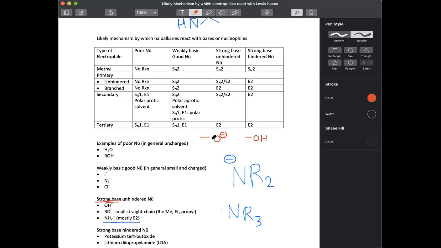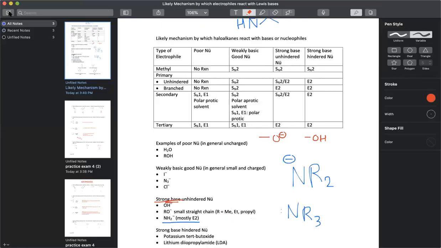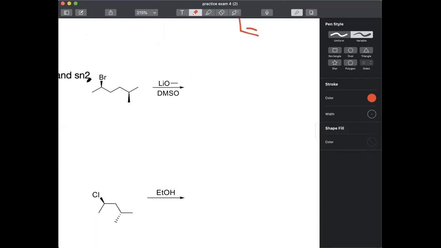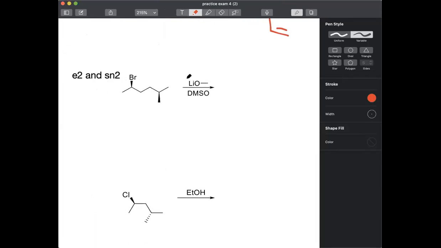RO negative, small straight chain, methyl, ethyl, propyl. So it's going to fall in this category. Since it was secondary, SN2 and E2. So the SN2 product is going to be backside attack, and then you invert the chiral center.